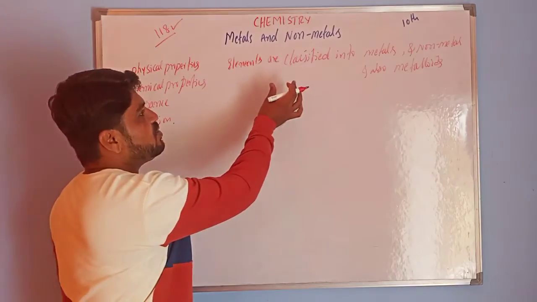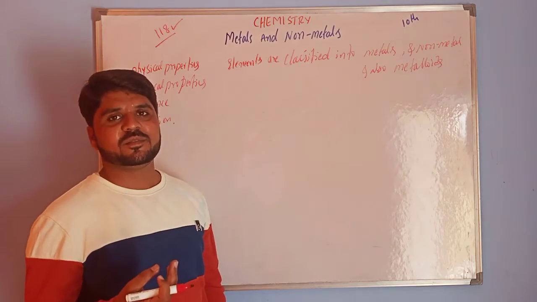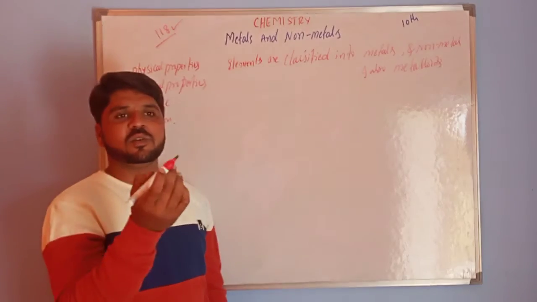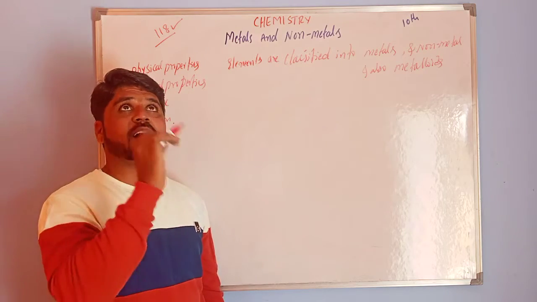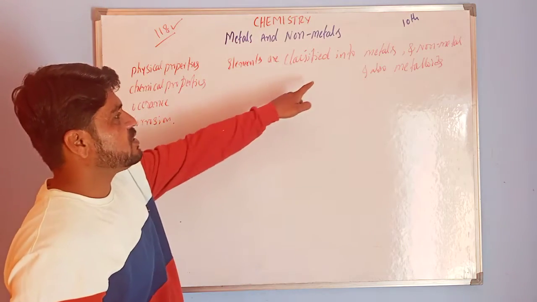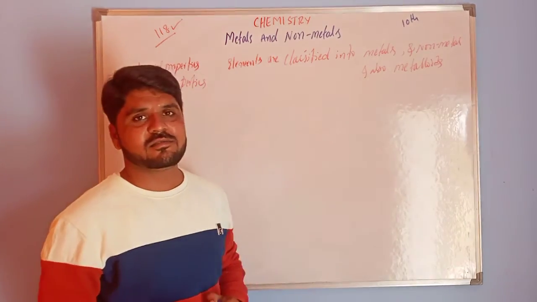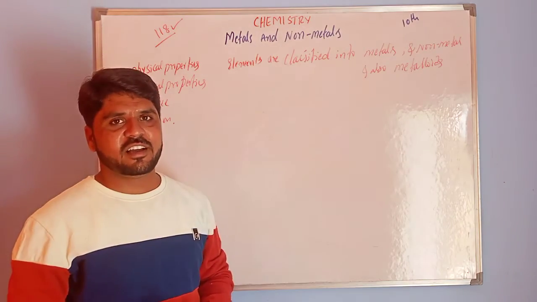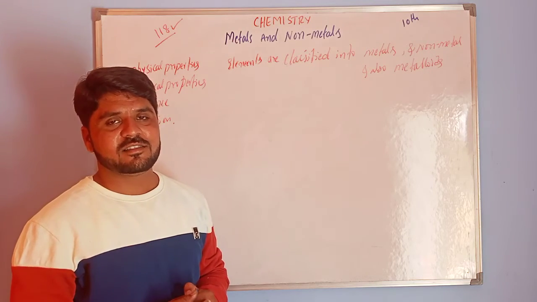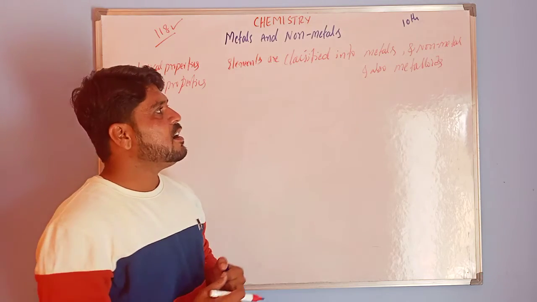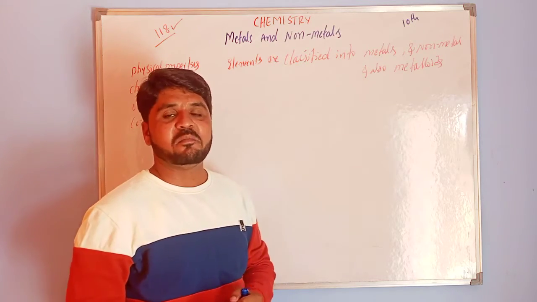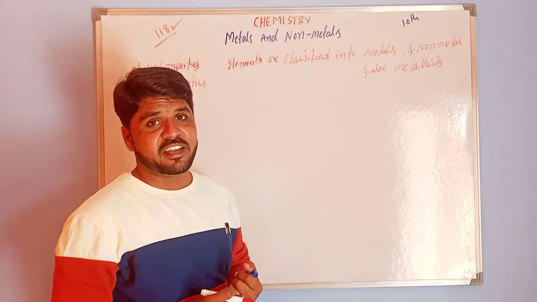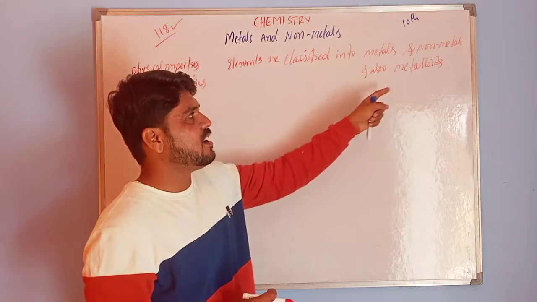Can you give examples for metals? Iron, steel, gold, silver, platinum, copper. These all belong to metals. Non-metals: oxygen, carbon dioxide, phosphorus, sulfur, all noble gases. These come under non-metals. Metalloids: germanium, silicon. These are metalloids.